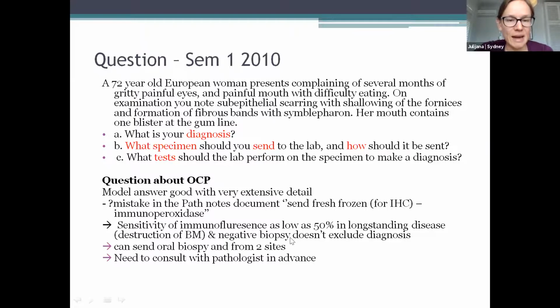And the sensitivity can be as low as 50%, especially if disease has been long-standing, because you get destruction of the basement membrane and you can lose that characteristic pattern of immunofluorescence where the basement membrane lights up, showing the complement and the antibodies. Again, talking to the pathologist in advance is important so they can be ready for your tissue and process it in a timely manner.